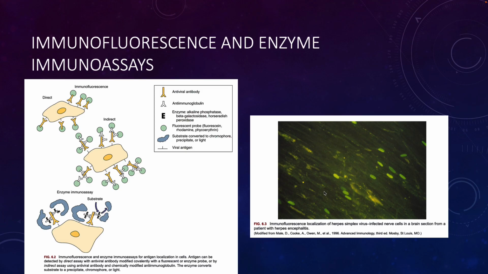You can have immunofluorescence, where you have, here they're showing you an antiviral antibody, and it's been tagged with a fluorescent probe. And so if it finds a cell that's infected, it will bind, and you can visualize that on a microscope. So here they're showing herpes simplex virus infected nerve cells in the brain from a patient who has herpes encephalitis.